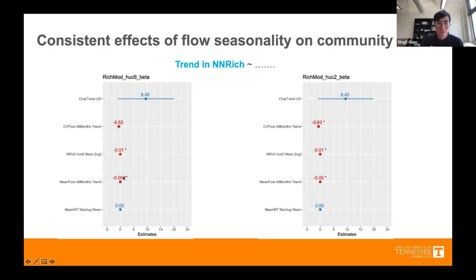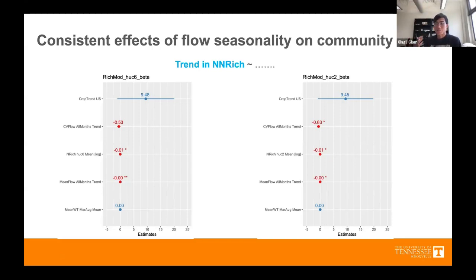Another interesting thing here is that if you look at non-native species defined as species from outside the Tennessee River Basin, you get CV flow as well. CV flow is in both models, and CV flow is flow seasonality. So you can think of it as the trend in seasonality through time. Here, as flow becomes less seasonal through time, there is more non-native species richness. Non-native species richness tends to increase through time, right?